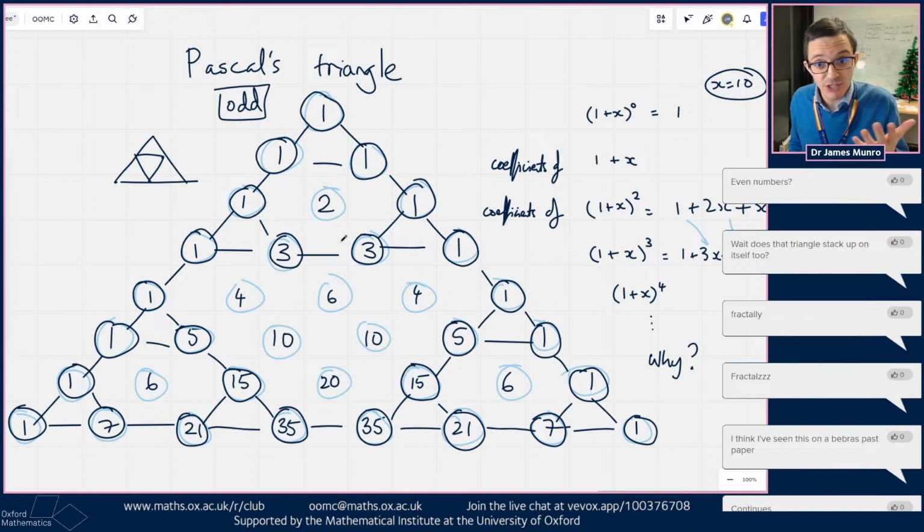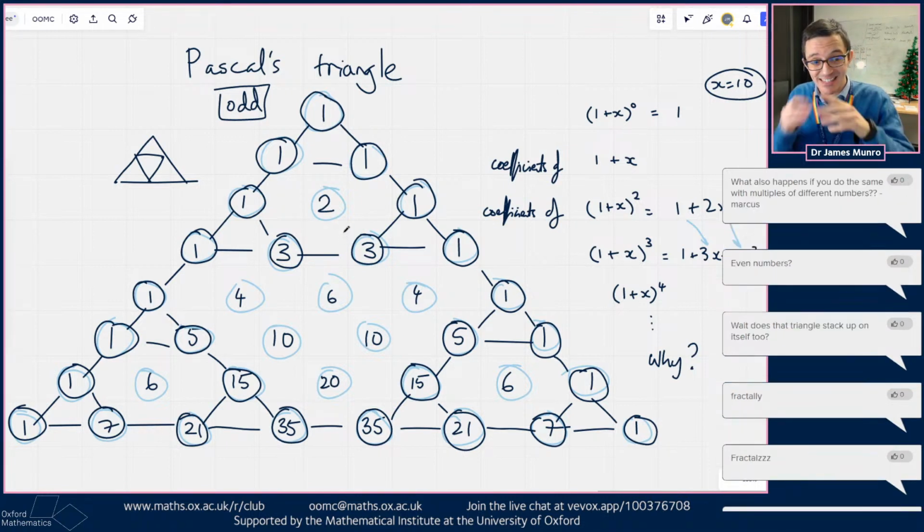So here's some questions that I have when I see this. Does this keep happening forever? Does it keep stacking together? Marcus, that is a great question. Does it happen with multiples of different numbers? Marcus, you've set yourself some homework. If you want to try circling all the multiples of 5, I can see a whole bunch of multiples of 5 down here, and then a few more underneath maybe. I can't really see on this scale what's going on. If you want to try multiples of 17, no one's stopping you. That is a great follow-up question.